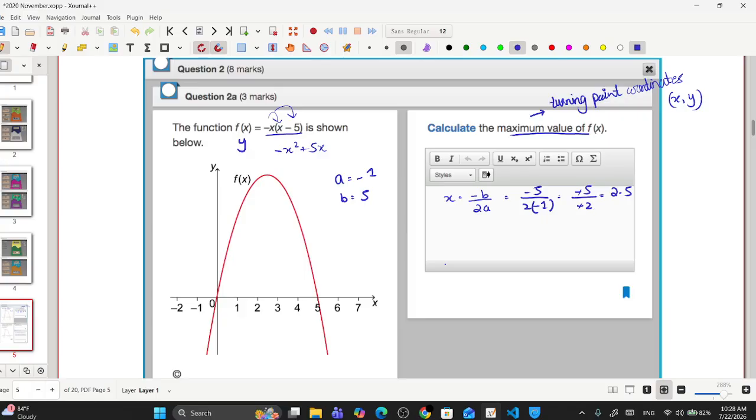What about the y coordinate? In order to find the y coordinate, we have to substitute the value of 2.5 into the equation. And this is the equation, minus x multiplied by x minus 5. So we would get y equals, because it's minus x, we introduce a minus sign before it: minus 2.5 multiplied by 2.5 minus 5. Can you please go to your calculator and solve this value and tell me what answer you get?